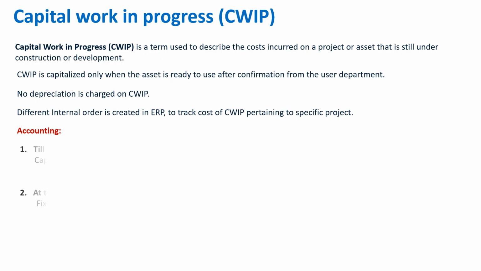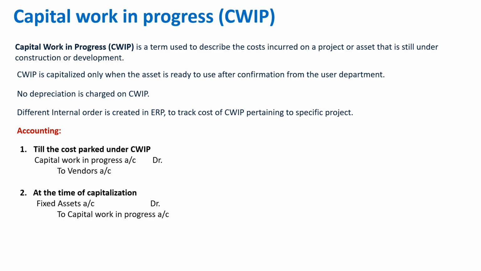Now, how will the accounting happen for these cases? Till the cost is parked under CWIP, that means when you're processing the invoice for the vendors, the entry will be capital work in progress account debited to vendor, right? Because at this stage, the asset is not ready for use. So you're parking under CWIP. And once you get confirmation from the business that the asset is ready for use and you receive the capitalization form, the entry you're going to post now is fixed asset account debited to capital work in progress.